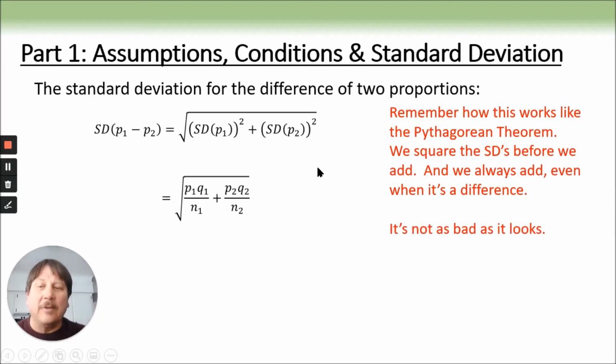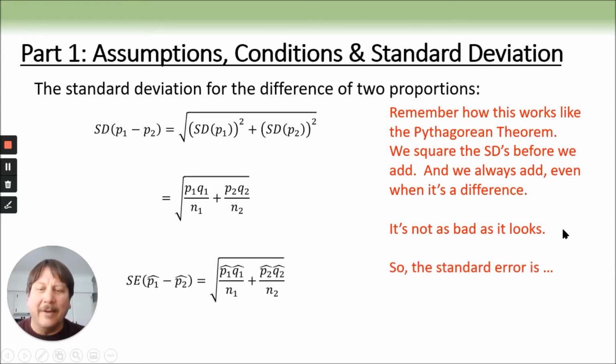And so when you do this for proportions, the standard deviation of P1 is the square root of P1 times Q1 over N1. So when we square it, it gets rid of the square root. Then you add them together and take the square root. Kind of looks like an ugly little formula there, but it's not that bad. I mean, we can make it worse by putting hats on everything.